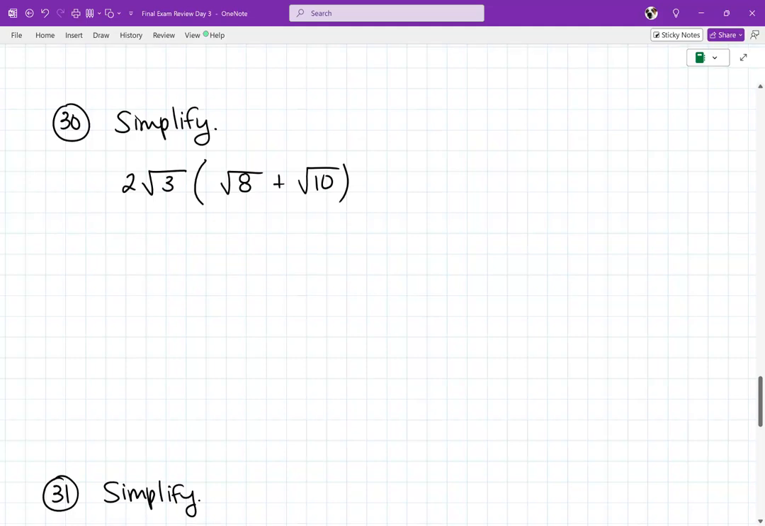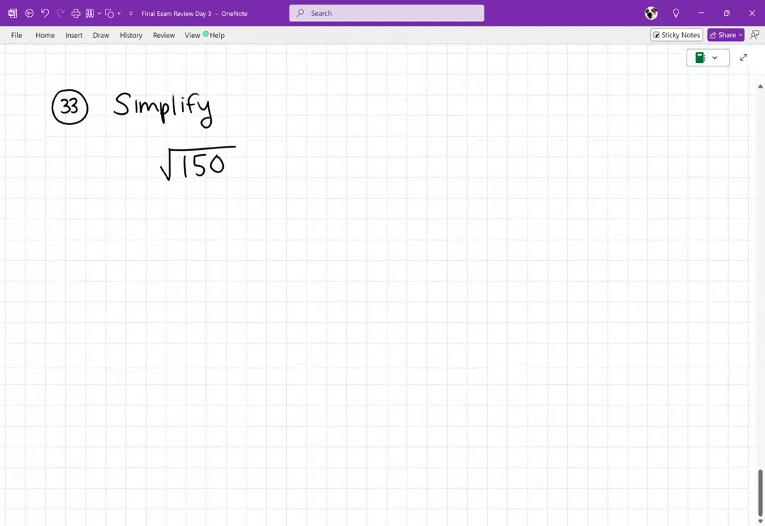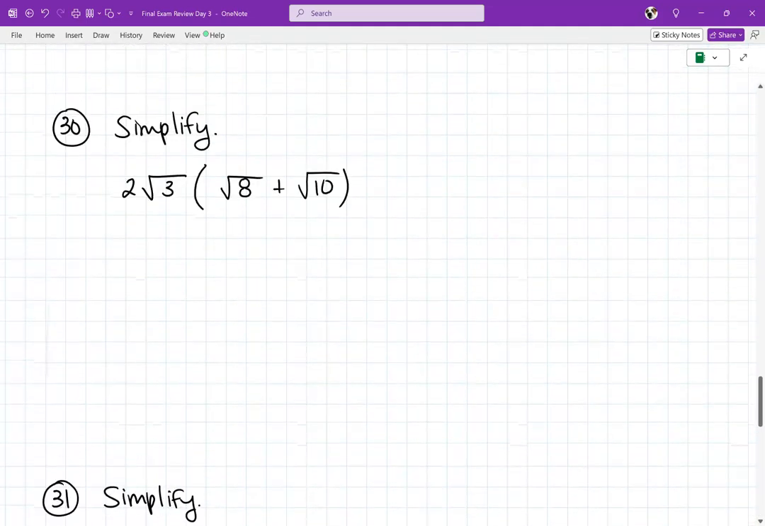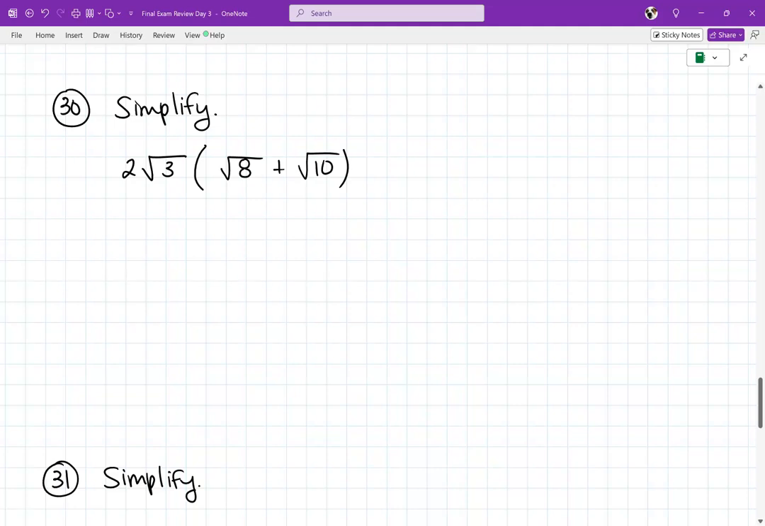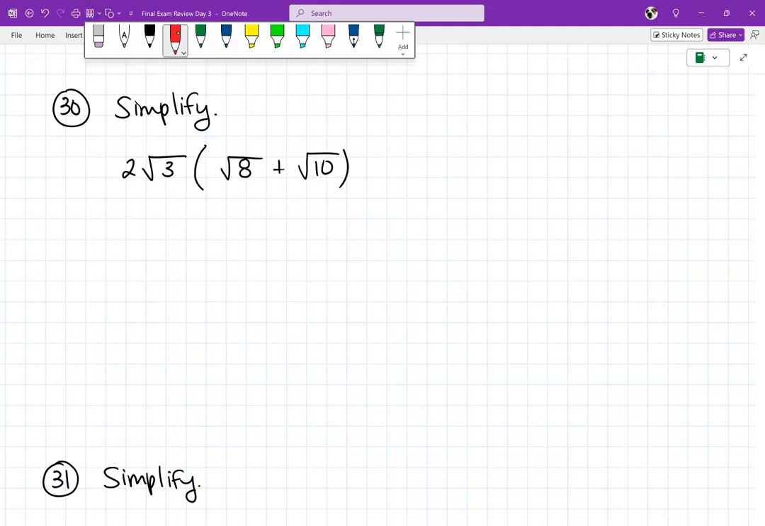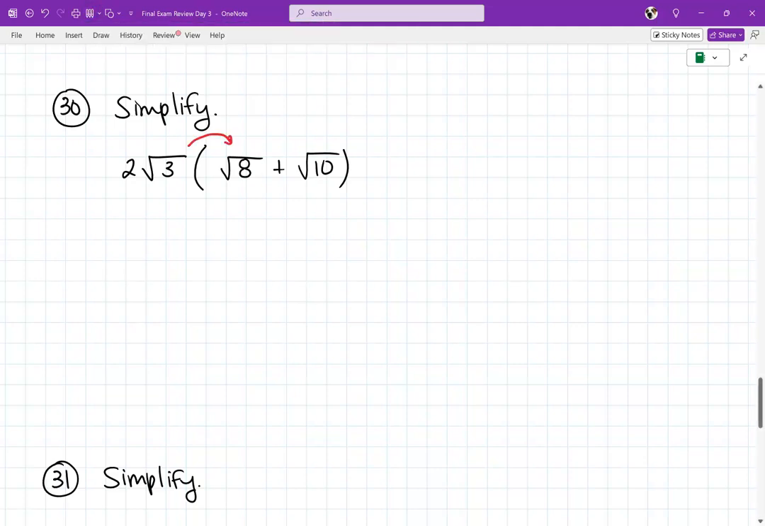Same with this one. Let me just see, 30, 31, 32, 33, and we're done. So same with this one. Again, you can put it all together if you want to, multiply it all out, do it the long way. But this is what I would do if I was you. I would get my calculator. I know I have to distribute. So I'm just going to do 2 square root of 3 and then press times square root of 8.